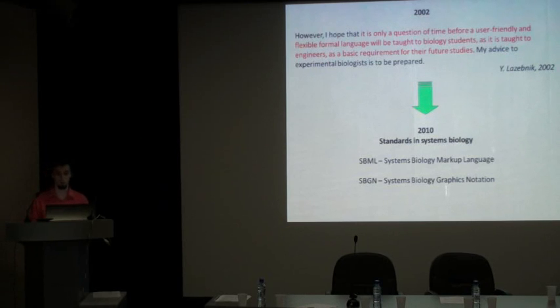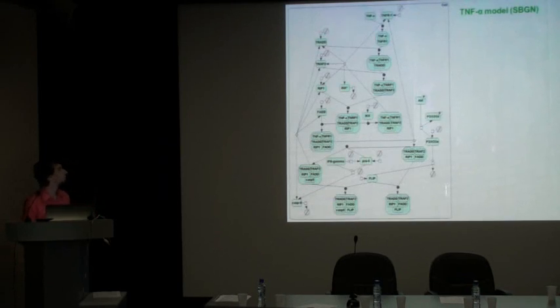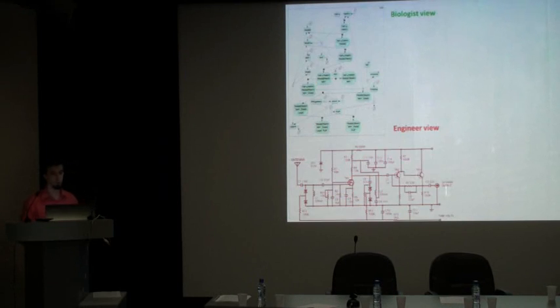In the conclusion to his article, he predicts creation of standards for formalization of biological systems. And now we have some such standards. For example, the most known is SBML for formal description of numeric biological models, and SBGN for formal description of its graphical notation. Together they give a convenient visual representation of a model and its strict mathematical foundations. And here we can see an SBGN model of the TNF alpha model.